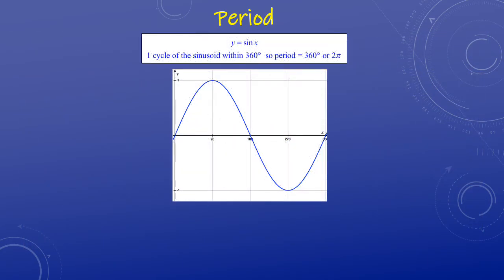Here we see the graph of y is equal to sine of x, where x is measured in degrees, and it is not to scale. We see one cycle of the sinusoid within 360 degrees. So the period is 360 degrees, or 2 pi if we measure in radians.